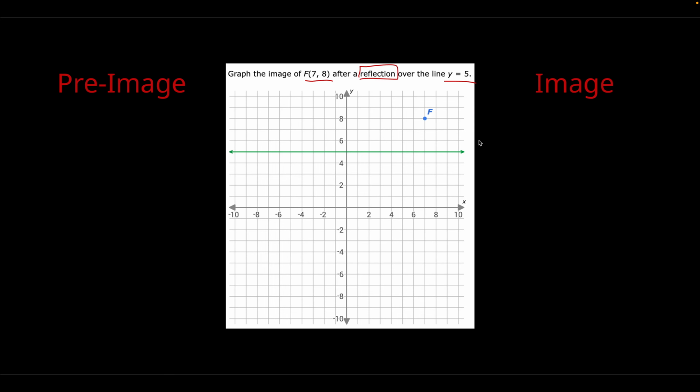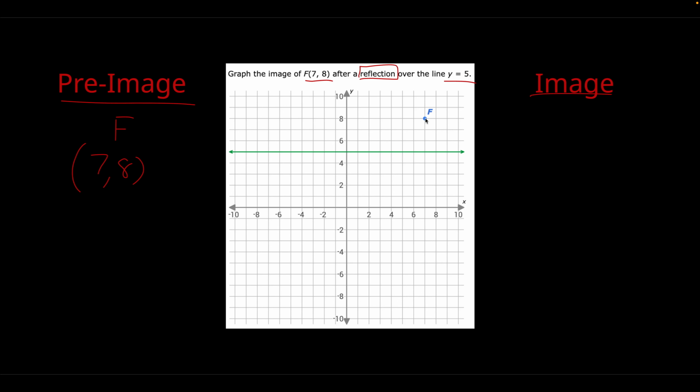So before we do any type of reflection, the pre-image is what we start with. Think of the word like prequel or pre-season. These are things that come before, right? So F is what we start with, and they told us it started at (7, 8). That's the pre-image. The image is going to be what happens after we reflect it.